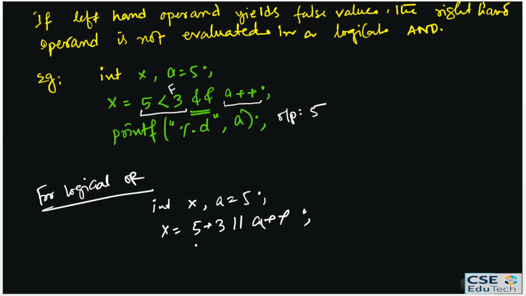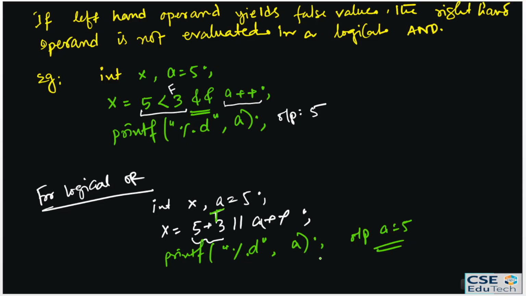Clear? Now left hand 5 plus 3 is equal to 8, and any non-zero value is considered true. So it is true. As it is true, the right hand operand is not evaluated. Here also if we print with printf percentage d and a, the output will remain the same, the value of a will be 5. Okay.